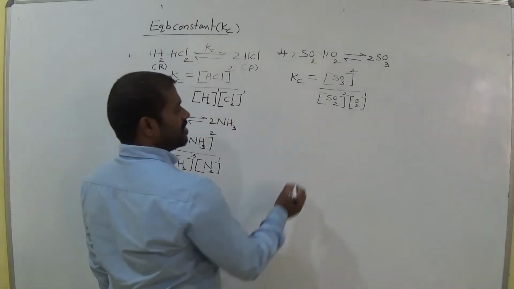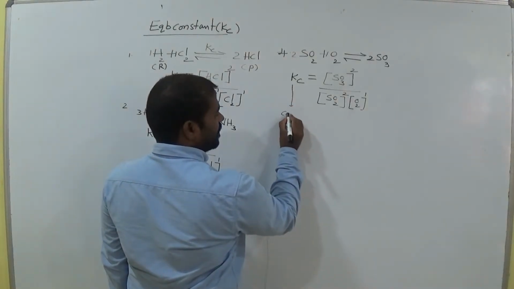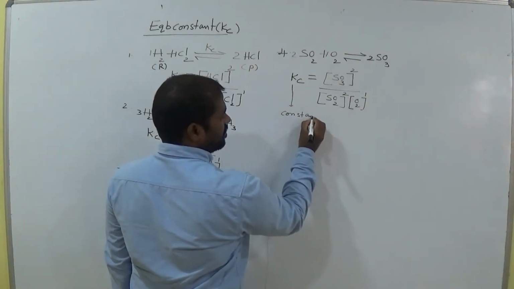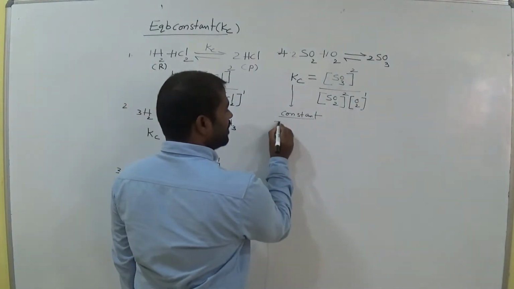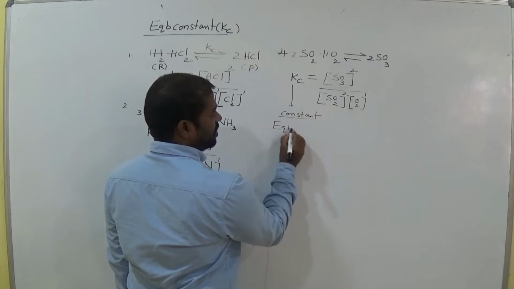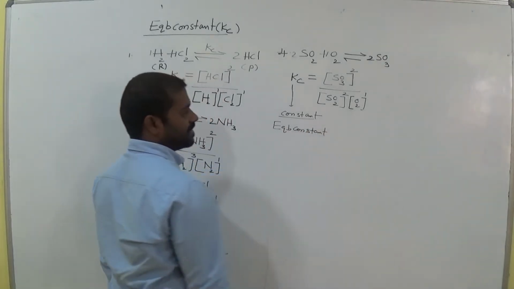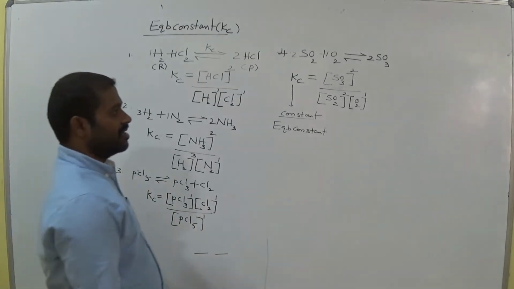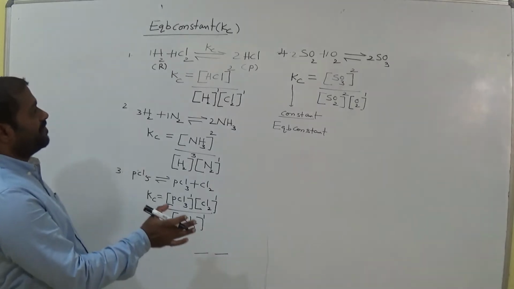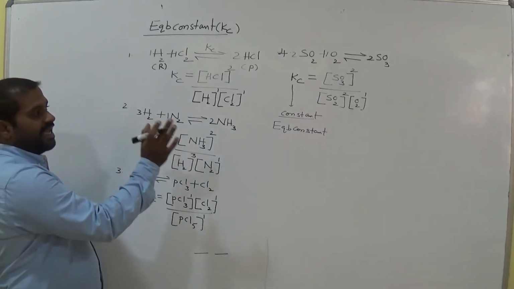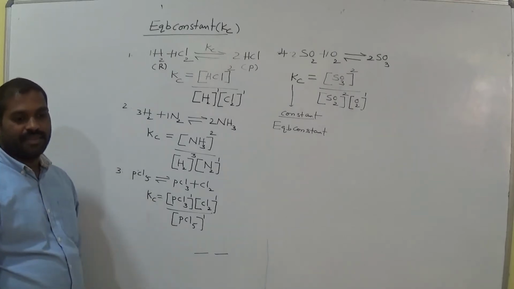Okay. So where Kc is constant, you know, we call it the equilibrium constant. Equilibrium constant. Okay. So this is the expression for equilibrium constant Kc for the given reversible reaction.